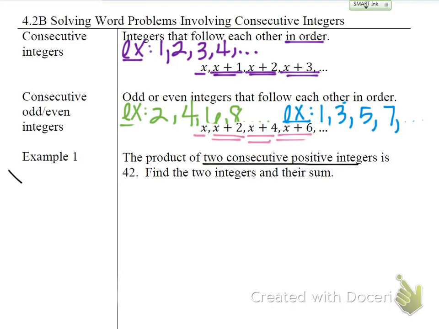We always start with x. So what would my next consecutive integer be if I start with x? x plus 1. You have to add 1 to get to the next one, right? So let's look at the problem now. So the way that I do this is I just read the problem and I write out an equation as I'm reading it. So the product of those two integers, what does product mean I'm doing?